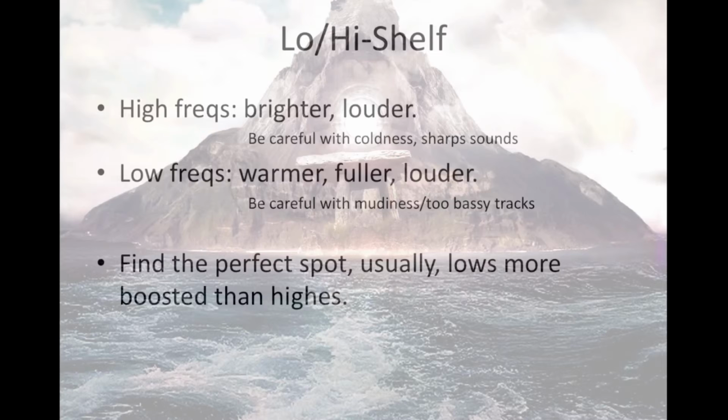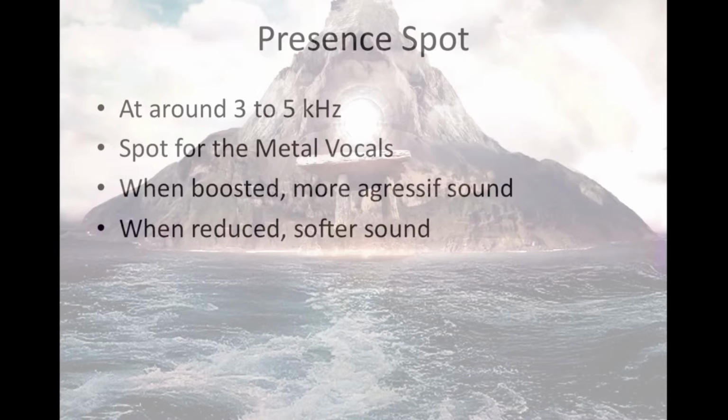So the next spot is the presence spot, and this is funny because it's the spot of frequencies that is used with metal vocals to give them more presence and aggression, and it is usually around 3 to 5 kHz. When you boost that spot, you will have a more aggressive sound. It will be more present, and on the other hand, if you reduce that spot, you will have a softer sound. So depending on what style of music you're making, you can clearly play on that spot.